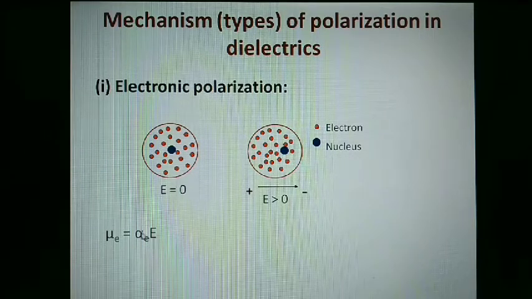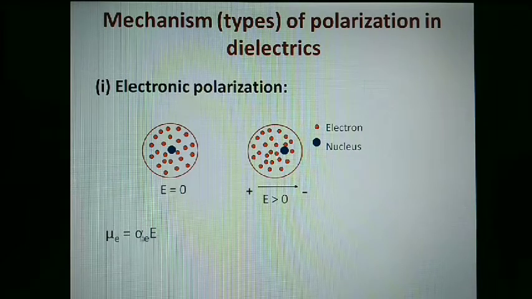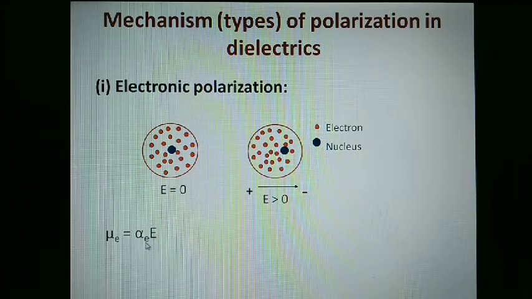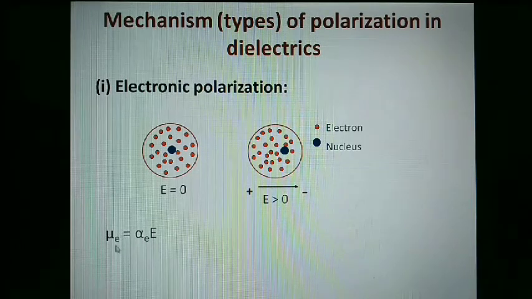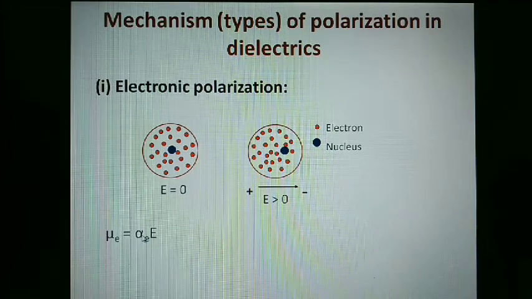There is one more physical parameter known as electronic polarizability, alpha E. It is defined as the dipole moment per unit electric field, mu by E in general. Here mu subscript E represents the electronic dipole moment and alpha E is the electronic polarizability.